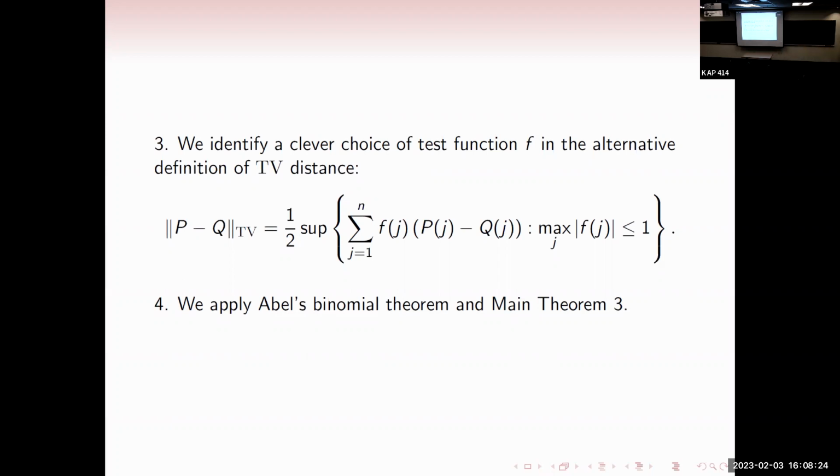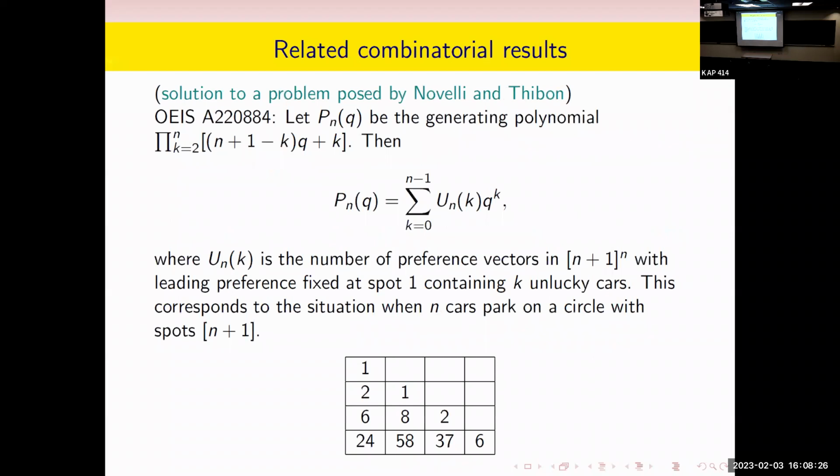All right, so next, let's also look at some related combinatorial results for parking functions. This is a problem posed by Novelli and Dubon. And then it's OEIS, the sequence.